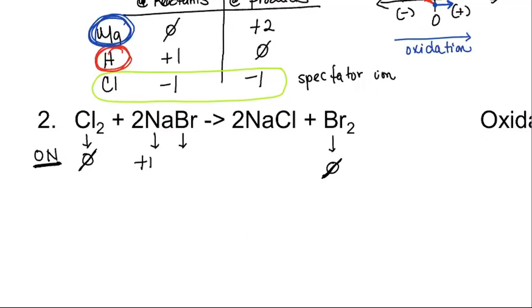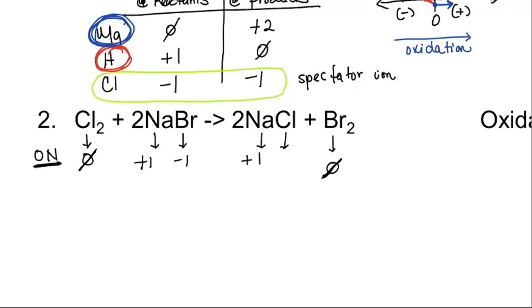Not -2, bromine lives in 7A. There you go, -1. When it comes to NaCl, what's the oxidation number of sodium? Sodium lives in 1A. Excellent. Thank you guys. +1.